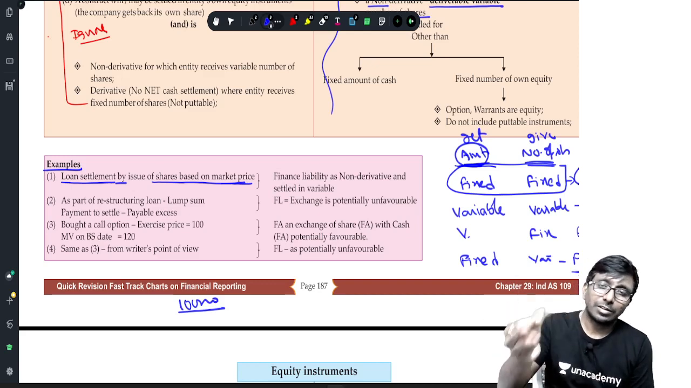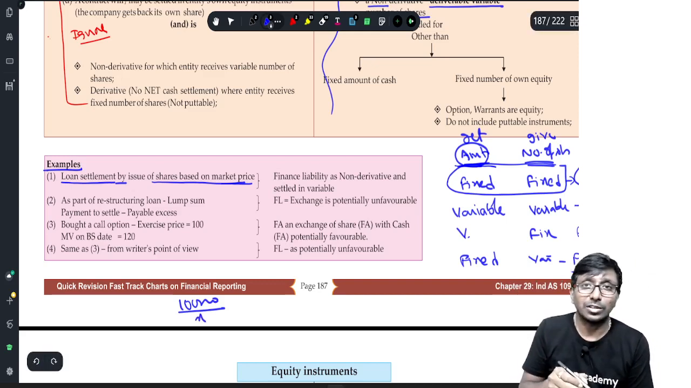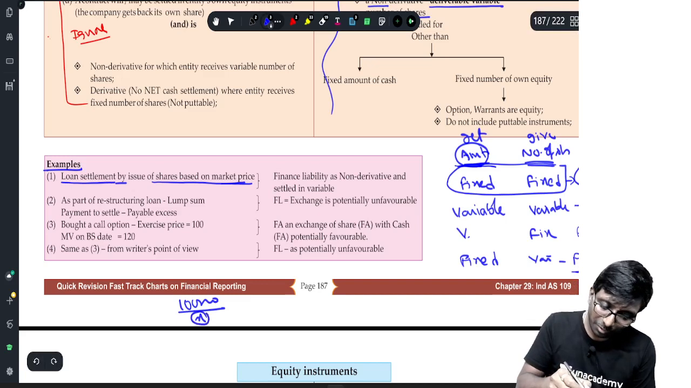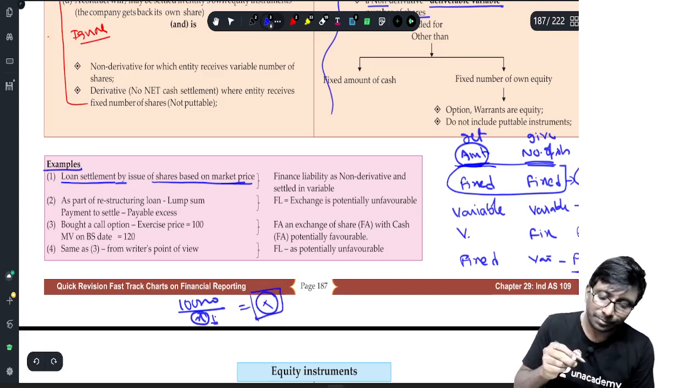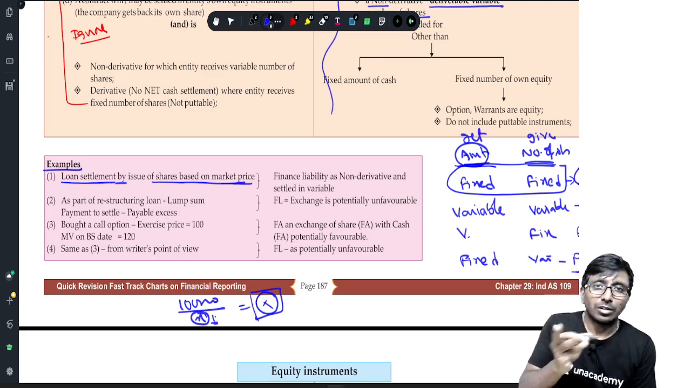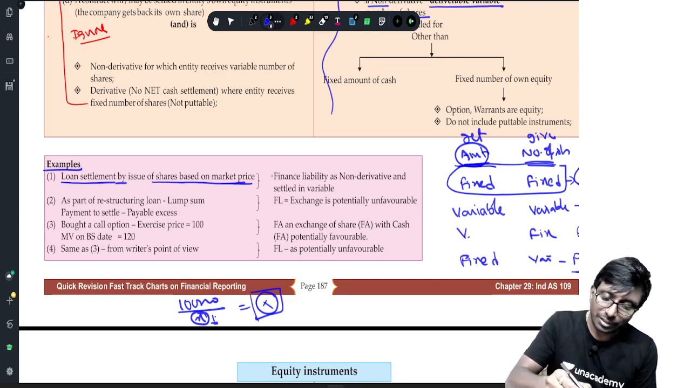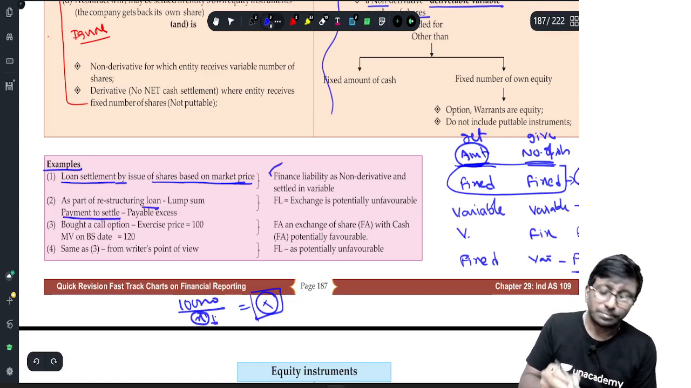Right. In the future, I will be paying. What is the market value? Whatever X. I don't know exactly what the number is. If you keep 100, some number of shares will come. If you keep 110, another number of shares will come. Now, the number of shares you are giving, is it fixed? No, it is obviously variable. So with any one item variable, without doubt it is a financial liability. That's all.